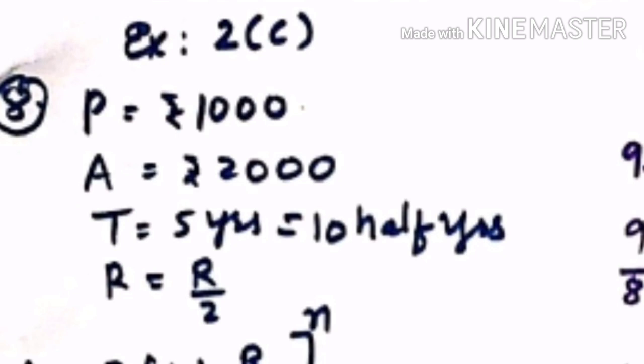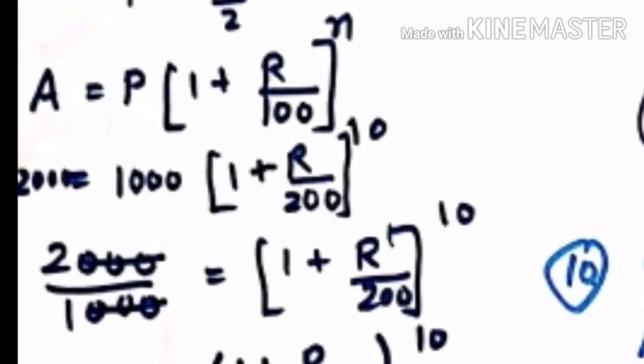So here time is 5 years, but we want to calculate half yearly. So 1 year is 2 half years, so 5 years is 10 half years, it will double, and the rate will be divided by 2 as I have done. You can see I have noted everything: principal, amount, time, rate. Okay, and now I will substitute in the formula.